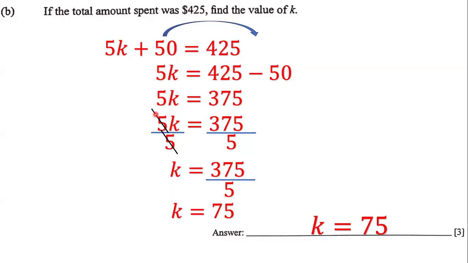So we divide both sides by 5. And what do we do with the 5s? We cancel them. Very good. So we are left with k is equal to what? k equal to 375 divided by 5. And what is 375 divided by 5? 75. So k is 75.